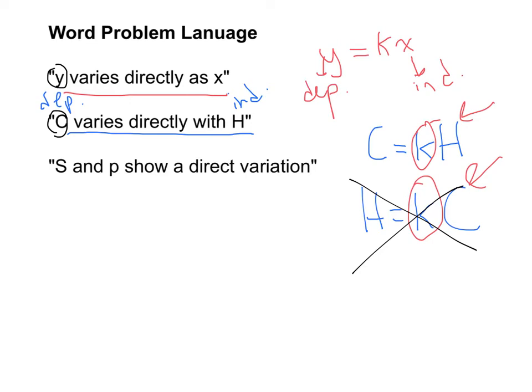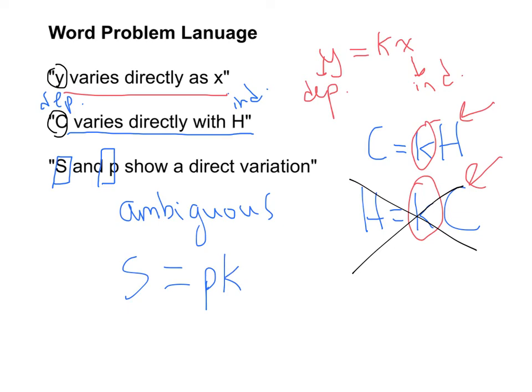They might follow this convention if they say that S and P show a direct variation, but technically this is ambiguous. You don't know which one is dependent and which one is independent, so you would just pick an equation and solve accordingly and get a K according to that. But there's no right or wrong answer like there was over here when it was worded a certain way. So just keep that in mind when you're looking at word problems later. You're going to see different variables and things varying, and you want to get it right for writing that formula.